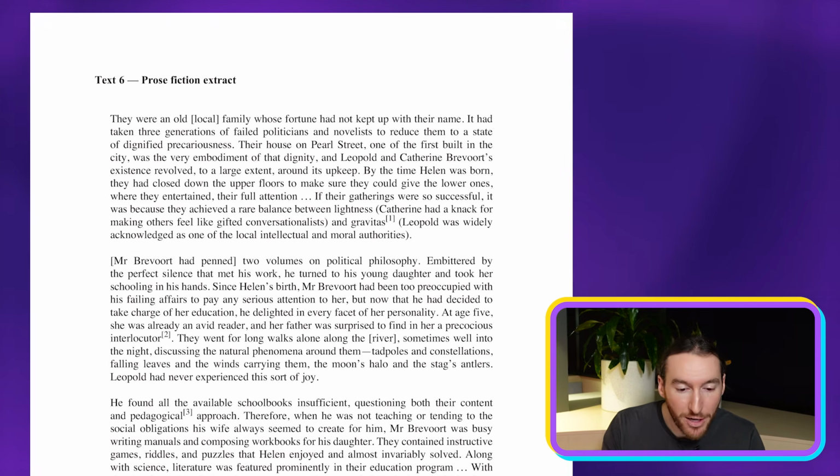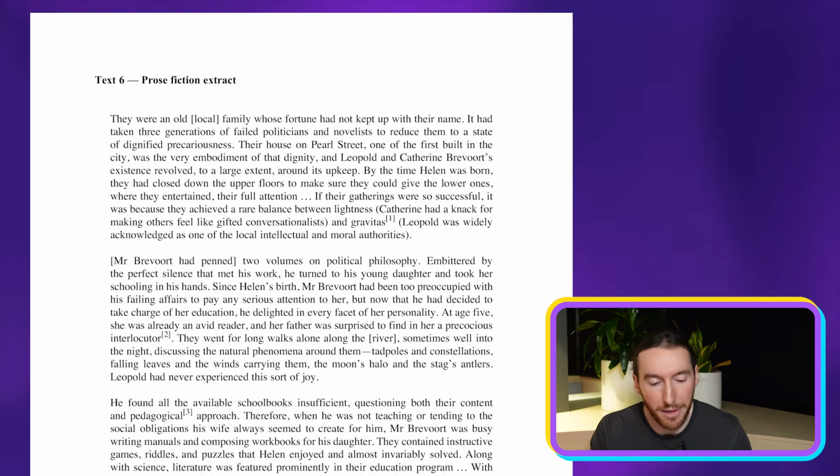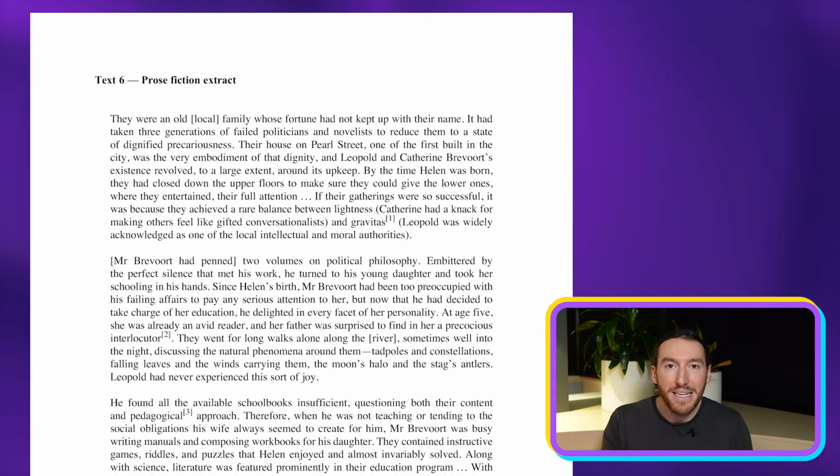It had taken 3 generations of failed politicians and novelists to reduce them to a state of dignified precariousness. Ooh. Now, if you didn't understand what dignified precariousness is, don't worry. Again, you have to skip through the bits you don't understand. This is what will separate the students who get like a 10 or 12 out of 20 and who get 18, 19, 20 out of 20. It's the ones who persevere past sentences that they don't fully get and just zoom in on the parts they do understand. You can still get full marks even if you don't understand a lot of the text. You just keep scanning through, find things that make sense to you.